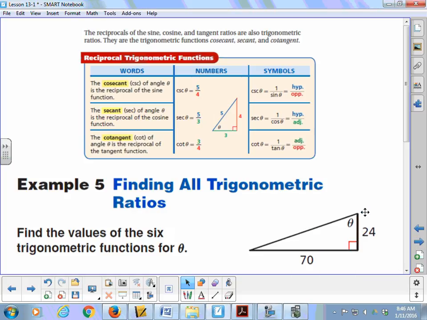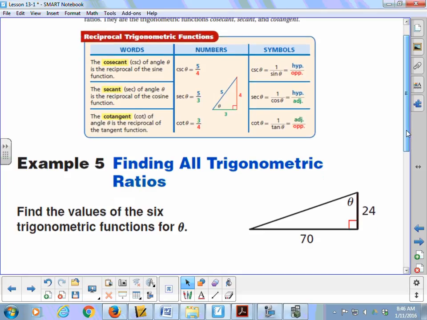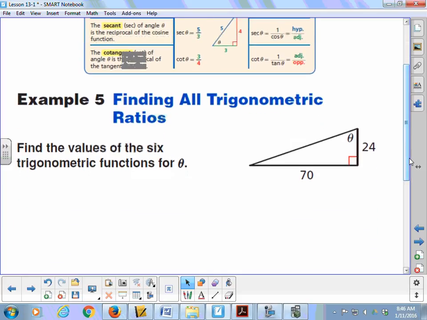So all we're going to do with these is that we could use some of them to solve triangles, but since sine, cosine, and tangent are on our calculator, whenever we're trying to solve a triangle, as far as the application problems, we'll always use sine, cosine, and tangent. Okay. All right, so here we have this right triangle. And they want us to find the values of the 6 trigonometric functions for angle theta.